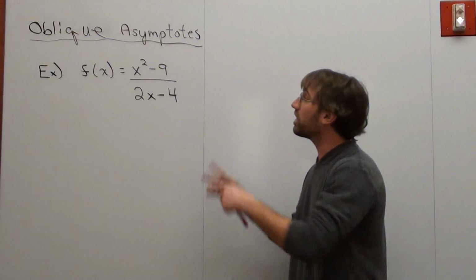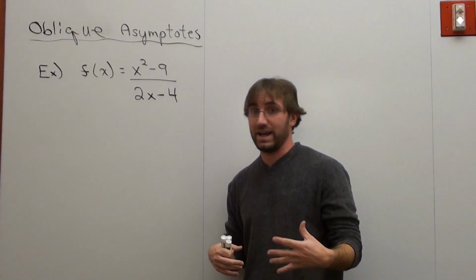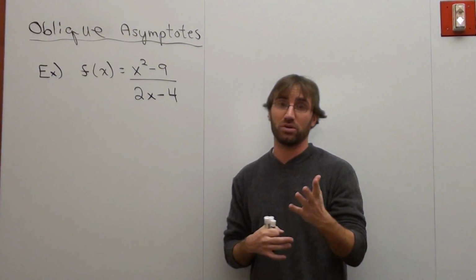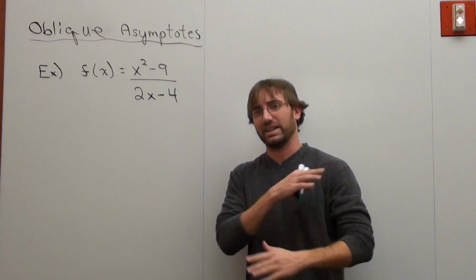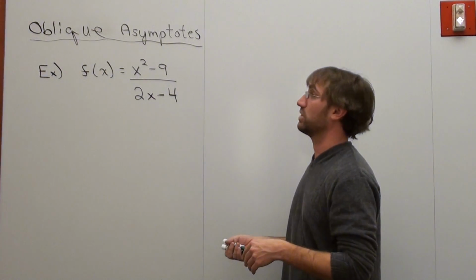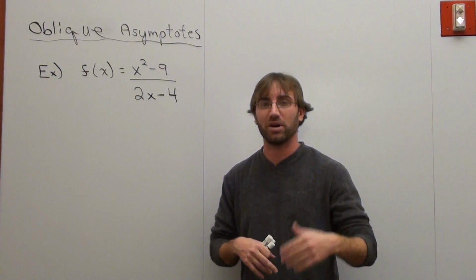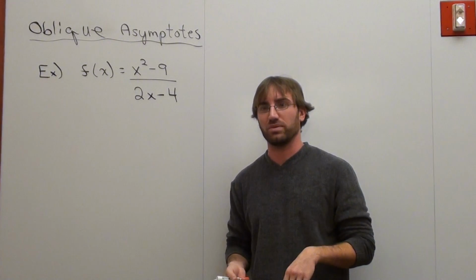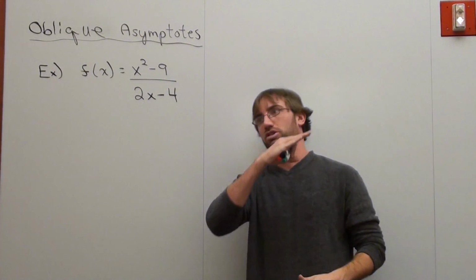Hello again. We're going to be doing an example with an oblique asymptote. If you're familiar with hyperbolas, some people call them slant asymptotes. Actually, I call them slant asymptotes as well, because I just think it's easier for students to remember: it goes at a slant, so it's a slant asymptote.